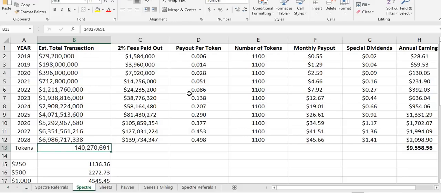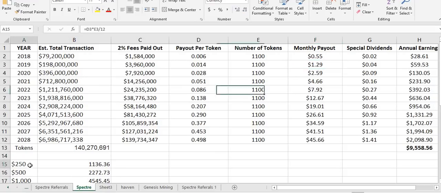So while we're looking at dollar amounts here for the annual earnings and the special dividends and the monthly payout, you're not going to get US dollars. You're going to get this value in ETH. Okay, so again, very important thing if you understand what the value of ETH may become in the future.